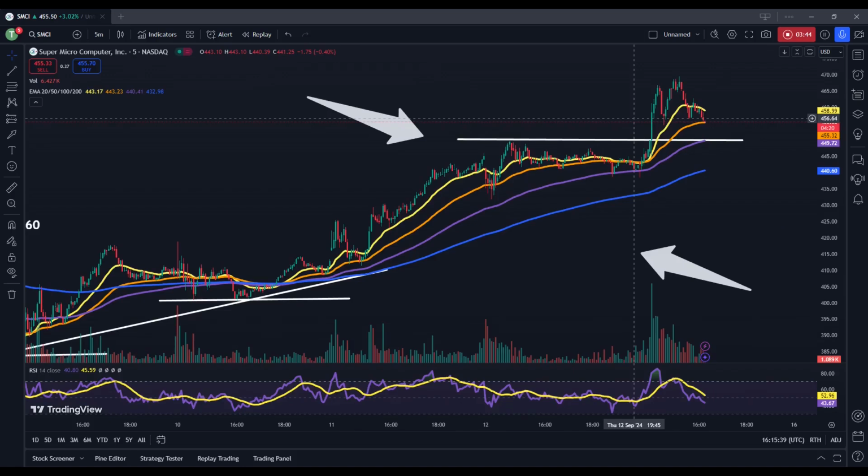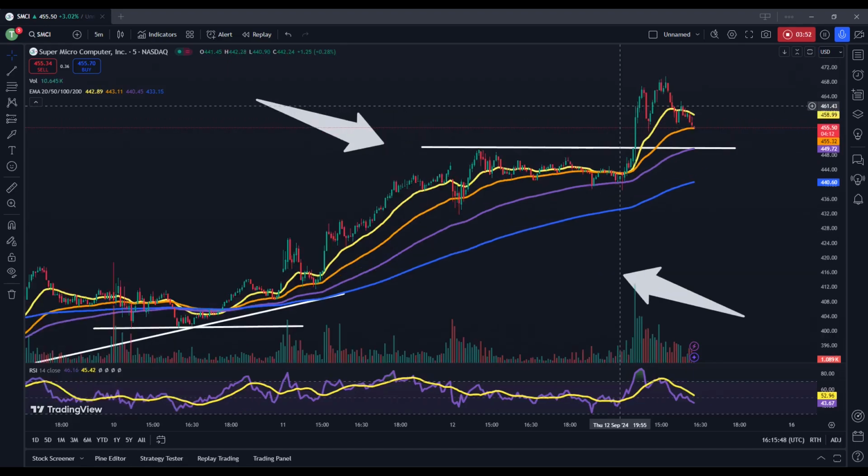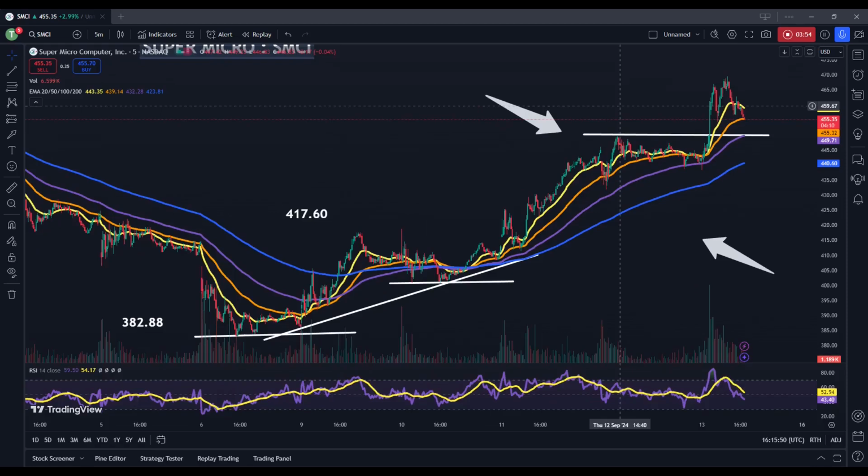A daily close and a weekly close. Today is the Friday trading session, so a daily close today would be a weekly close as well. If we were to see a break above that prior triple top resistance zone and then a close above there, that would be the ideal scenario.